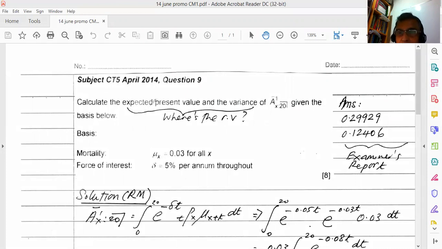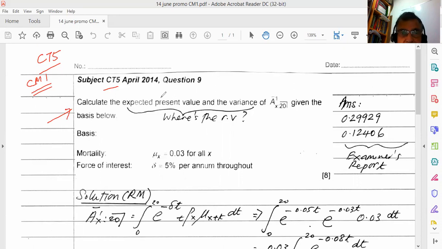We are going to be looking at an exam question, CT5, April 2014. It's a question that you can find on the IFOA website for past year papers. You can also find the examiner's solution there. You'll find this quite helpful for those of you who are taking the CM1 exam in September. So let's try and look at this.